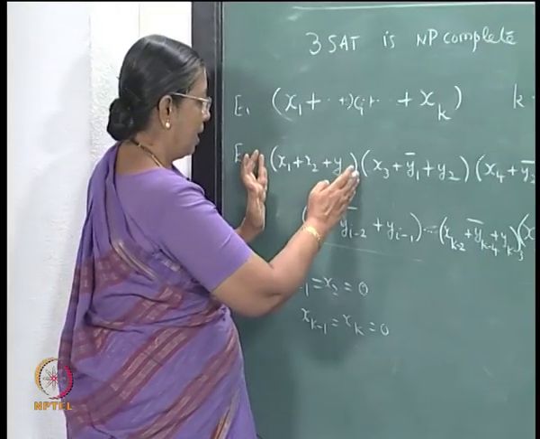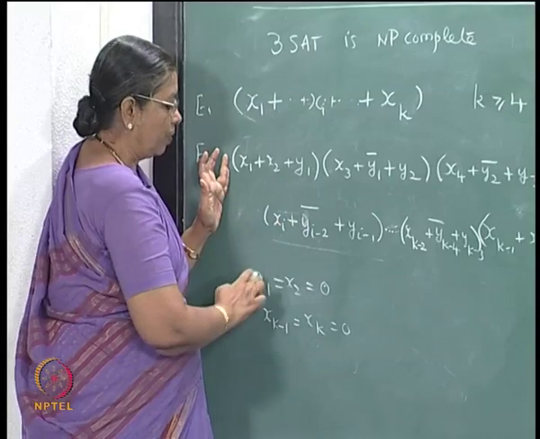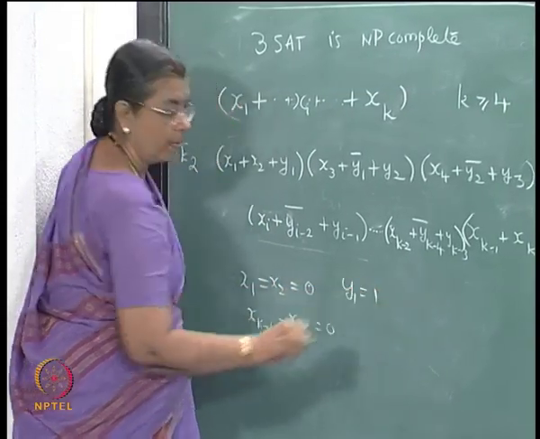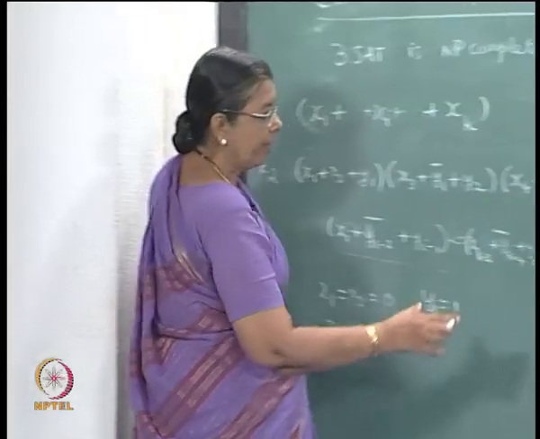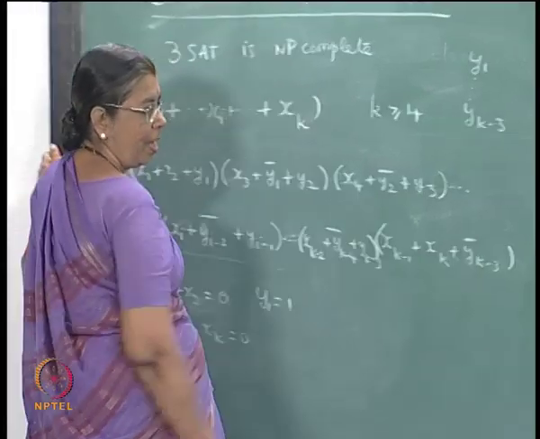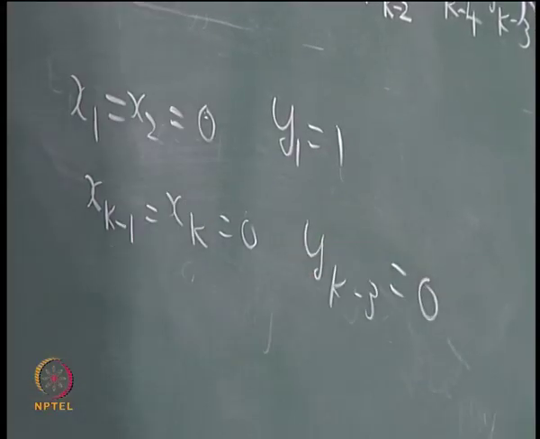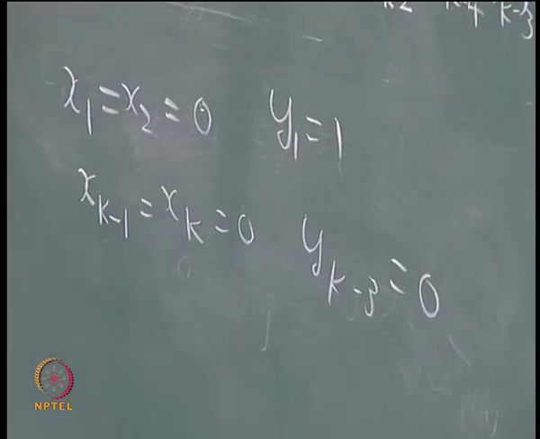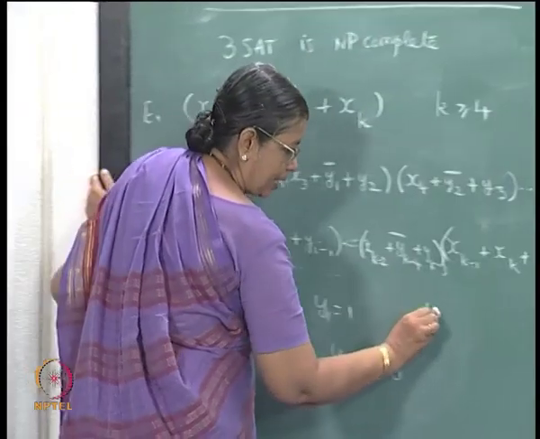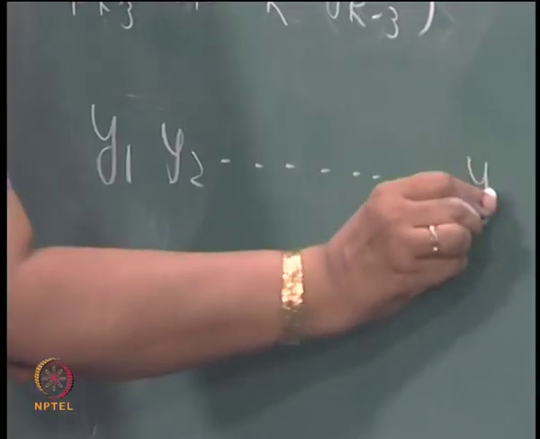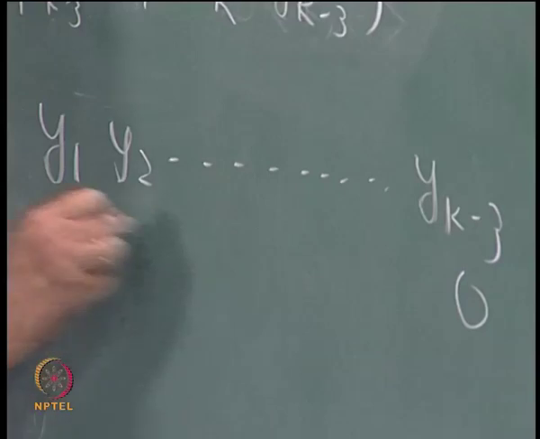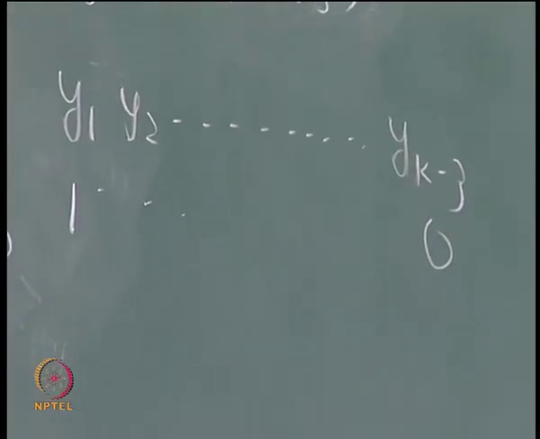Now, this factor must evaluate to 1. If x1 is equal to x2 is equal to 0, y1 must be 1, right. And if this is 0, this is 0, this must be 1, right. That is, yk minus 3 must be equal to 0, then only the barred version, the negative version, will be 1. So, if you look at the assignment for y1, y2, up to yk minus 3, this is 1, this is 0. So, somewhere it will change from 1 to 0. It may change in many places, but at least one position it will change from 1 to 0.